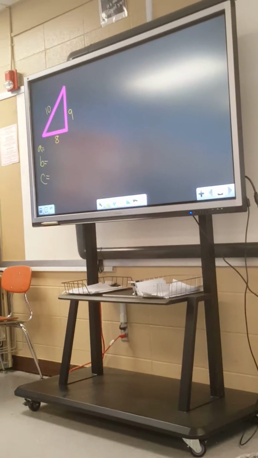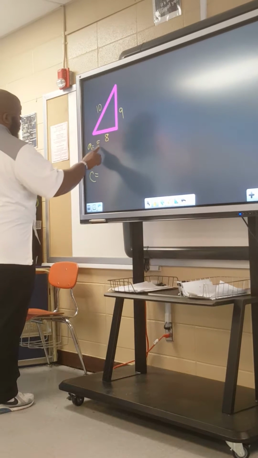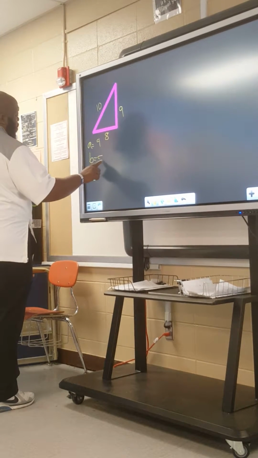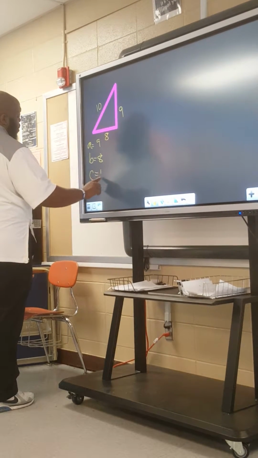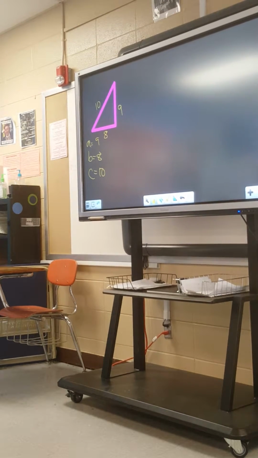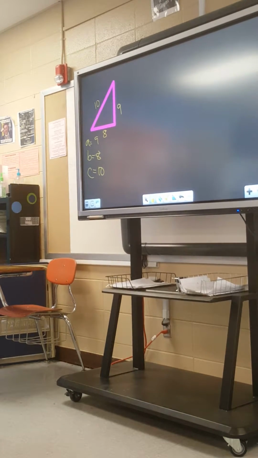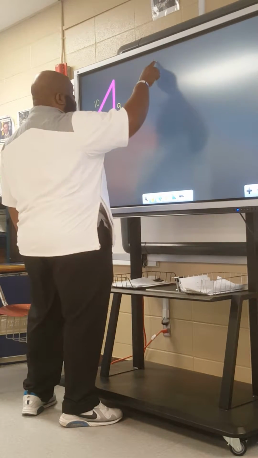C, right? So A can be 9, B can be what? 8. C is going to be what? 10. Cool. So what is the thing that we're going to use to figure this out? A squared plus B squared equals C squared. Cool. So start off.